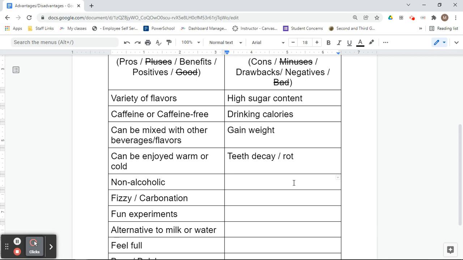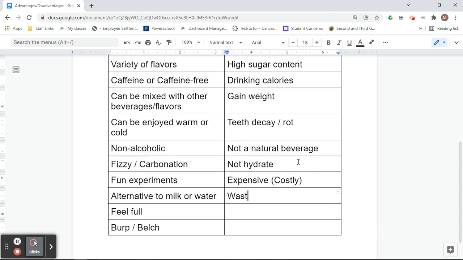It's not exactly natural. So that's definitely not a natural beverage. It's not like water. Technically, it does not hydrate you. So even though you think you're hydrating yourself, you're really not hydrating yourself when you drink soda. It can be expensive or pricey depending on where you live. I can put costly.